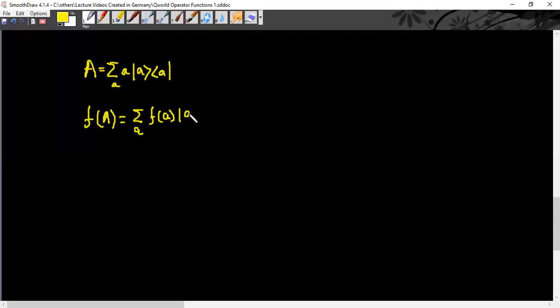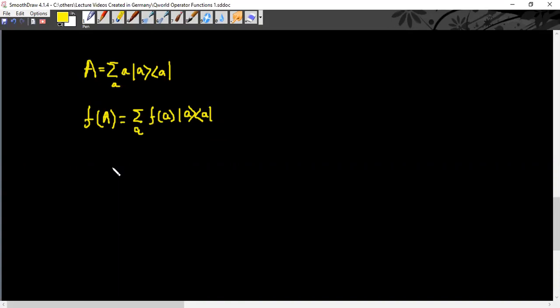In the last video, we wrote the spectral decomposition of a normal operator A in terms of this basis, and we also defined the operator function like this. Now here we'll discuss a particular example that is given in the text.